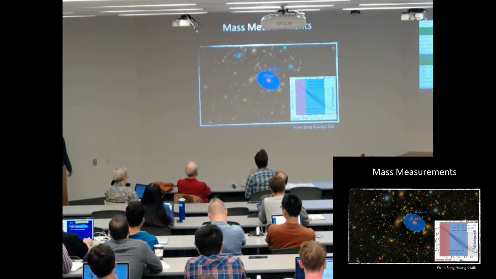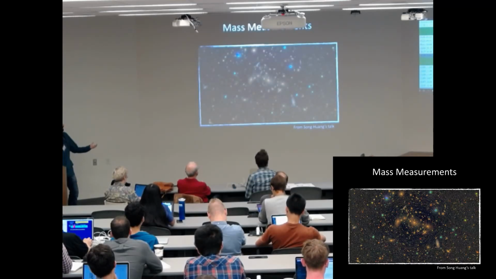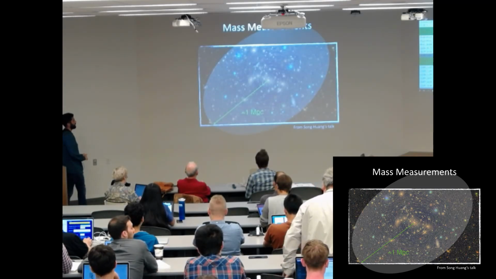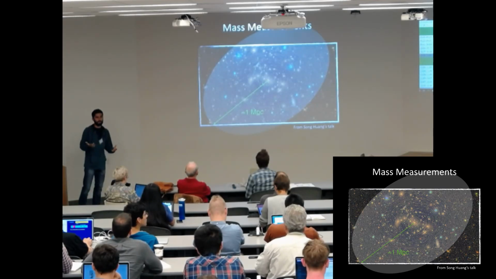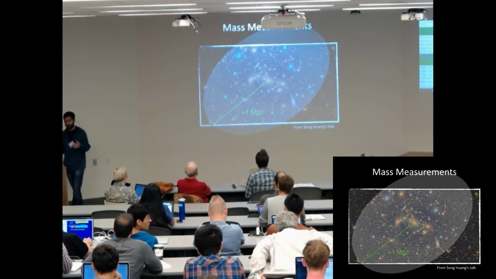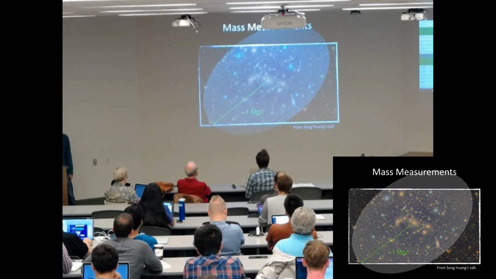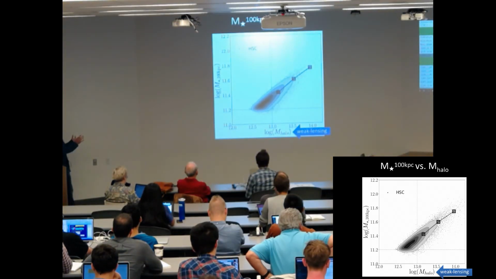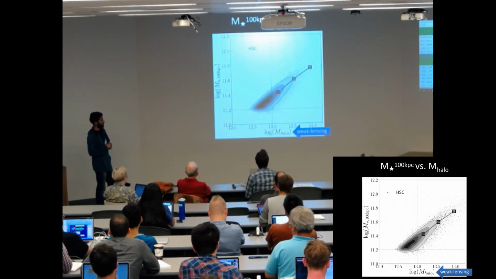And another advantage of using HSC data is that we're able to use weak lensing to measure the masses of the dark matter halos that these central galaxies live in. And oftentimes these halos extend far beyond the stellar halos of the galaxies. So this is very useful. So in this way, we're able to plot this stellar to halo mass relation for our HSC sample.